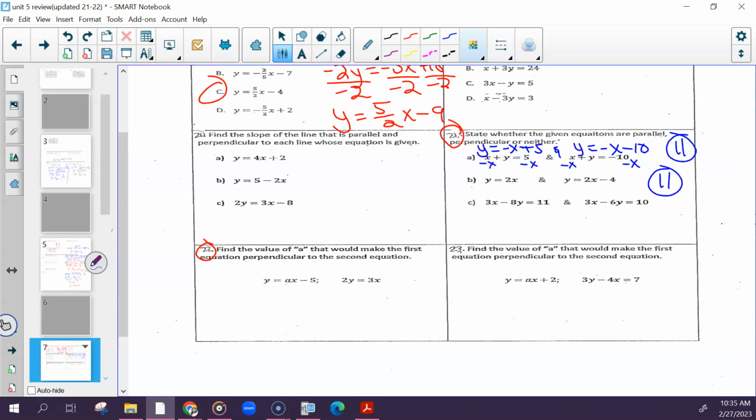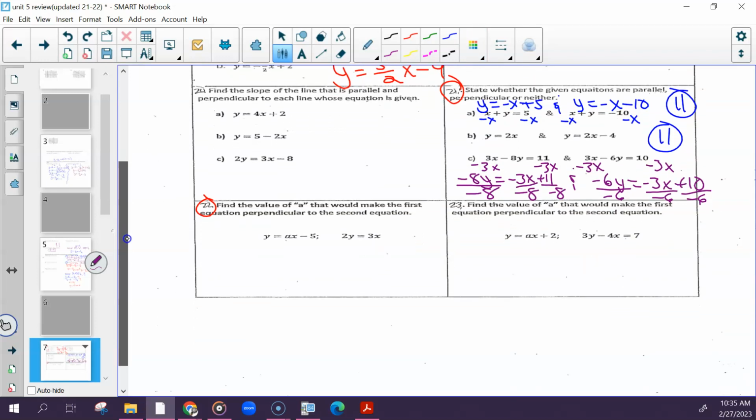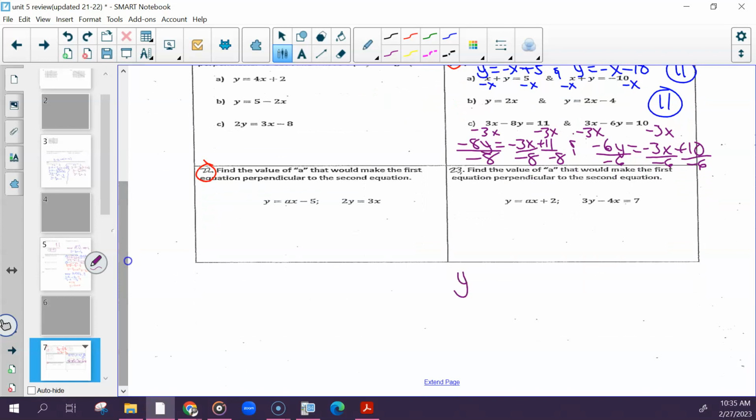For C, just like A, we have to solve those equations. So get rid of your x term on both by subtracting. So for one, you're going to be dividing by negative 8, the other by negative 6. I'm going to write these down here. I'm running out of space. You have y equals positive 3/8 x minus 11/8. And y equals positive 1/2 x minus 5/3.